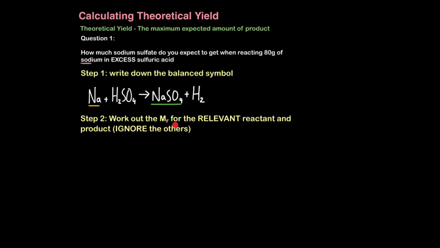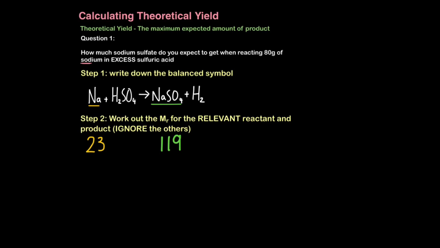So you work out the formula mass for the relevant reactant and product, ignore the others. So ignore this and ignore this. It'll give you the relative atomic masses probably in the question, but if not, look at your periodic table and you'll see that the formula mass for this is easy, it's just one sodium atom, so it's 23, but this one is sodium plus 1 sulfur plus 4 oxygens, which will add up to 119.